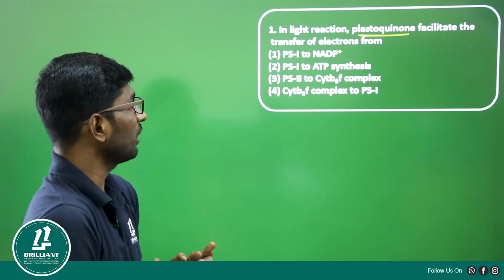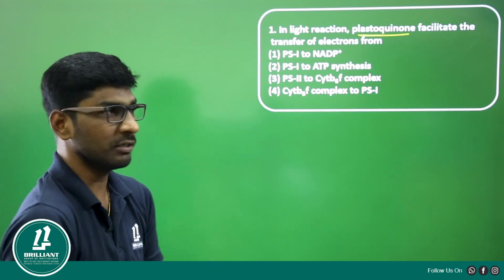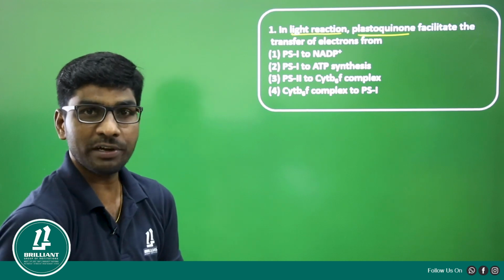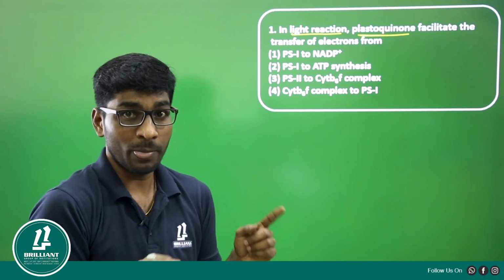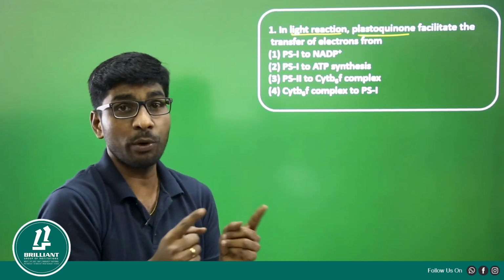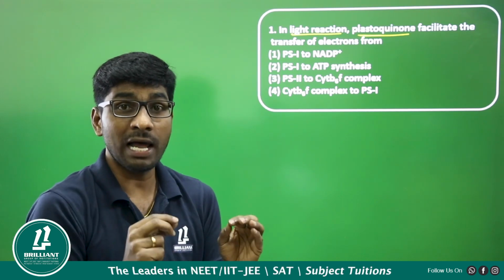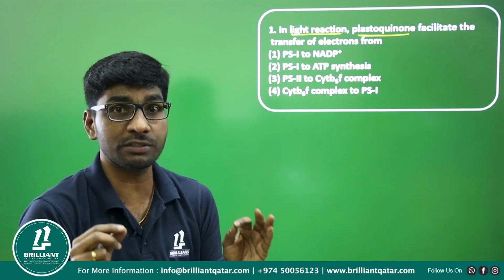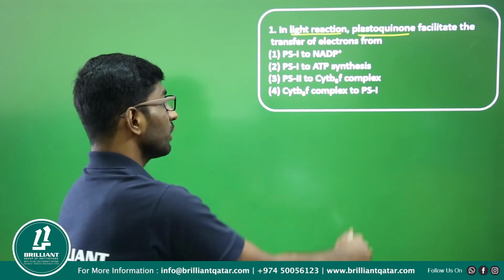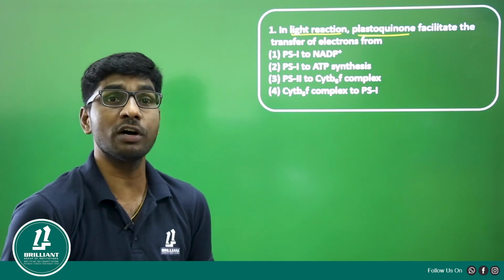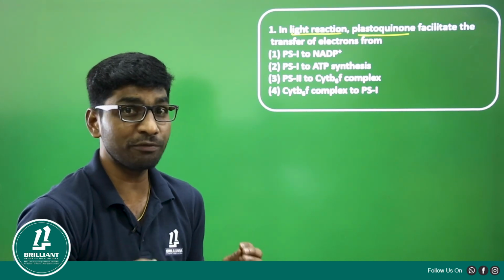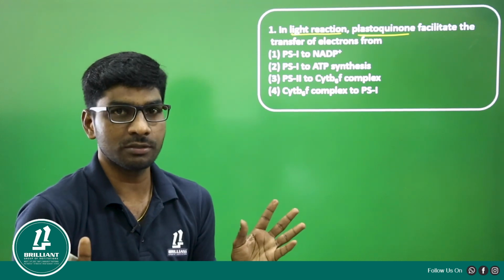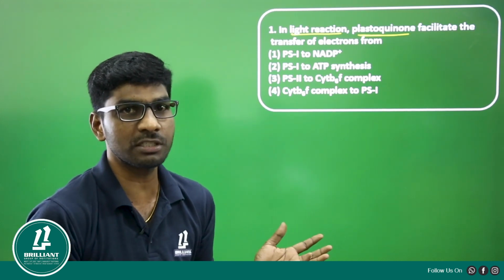Look at the question properly. In light reaction, the photosynthesis process can be classified into two phases, right? One is called light phase and one is called dark phase. Light phase or light reactions are also known as photophosphorylation. Yes or no, students? So this question is from photophosphorylation. What is the meaning of photophosphorylation? In presence of light, ATP synthesis. So where does it take place? As we know, it takes place in the thylakoid.